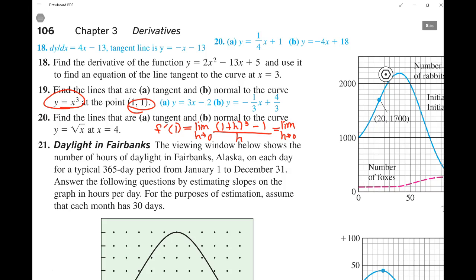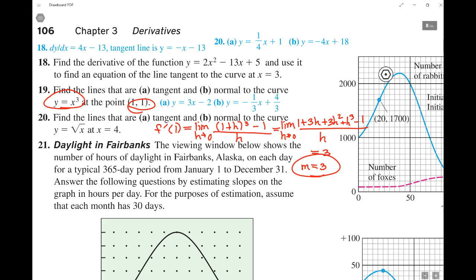What do we get when we multiply? Don't just give me 3. What is it? It's 1 plus 3h plus 3h squared plus h cubed minus 1. Thank you. Right, and so the 1s are going to cancel. I can factor out h. And so the limit as h approaches 0 becomes 3. Now, what does that represent? That is the slope of the tangent.